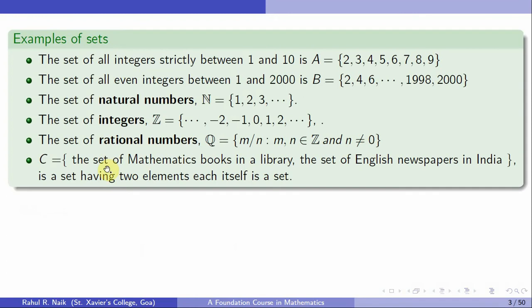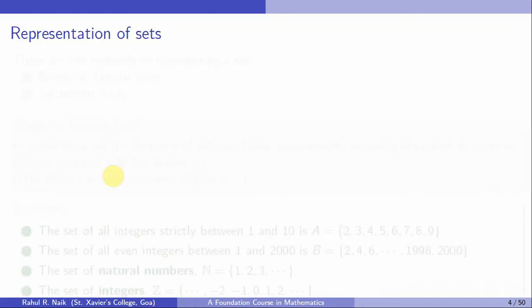Can we have a set containing sets? Why not? So here is an example. See, the first element is the set of mathematics books in a library. The second element is the set of English newspapers in India. So the set itself is a set, so the element over here is a set. Representation of sets. Now through the examples you might have observed that sets are represented in two ways.